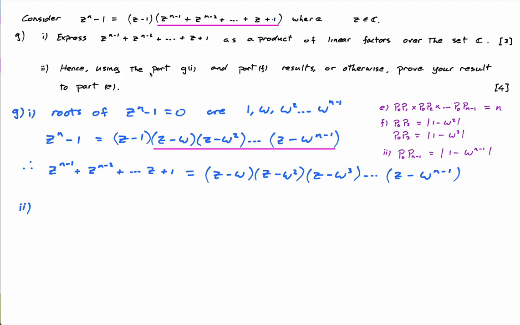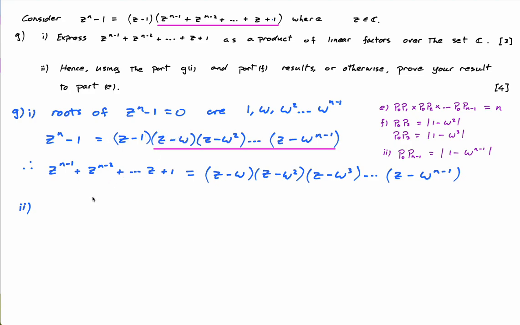Okay, next part. Hence, using part GI and part F, so I've brought part F in here, using those results, or otherwise, prove your result to part E, which was this. This was our result from part E, that P0P1 times P0P2 times up to P0Pn minus 1 is equal to n. Okay, so we need to prove that equals n using this. So we know that z to the n minus 1 is equal to this.